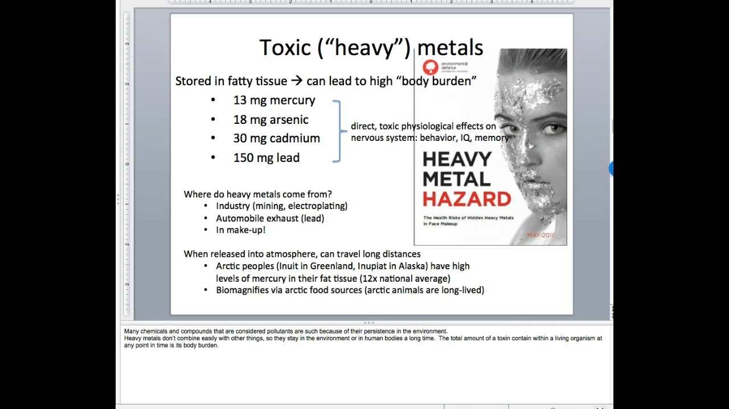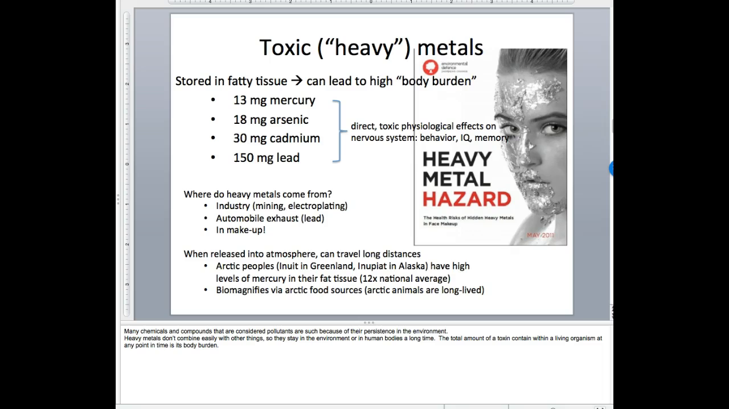Probably many of you have heard about heavy metals, or toxic metals. These are stored in our fat tissue, so they can lead to what we call high body burden over time. Because we as humans tend to accumulate fat through our lifetimes, these metals get stuck in our fat and we just accumulate them through time. So over time, the body burden increases. Heavy metals can have direct toxic physiological effects on our nervous system, such as behavior, IQ, and memory.